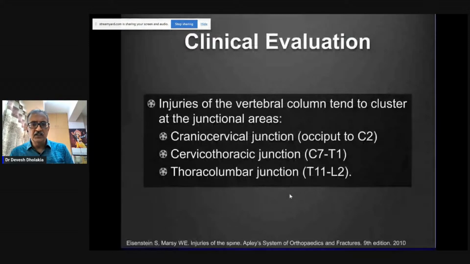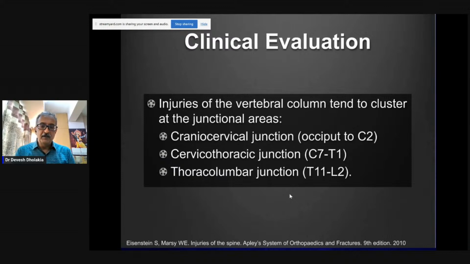The injury occurs in clusters. Common areas of injury are at the craniocervical junction, that is OC1, C2, or at C7 when that is the cervicothoracic junction, or the thoracolumbar junction, that is T11 to L2. These are the junctional zones between the kyphosis and lordosis. Therefore, these are the common areas of injury. Most commonly it occurs in the cervical spine, but other areas are also common.